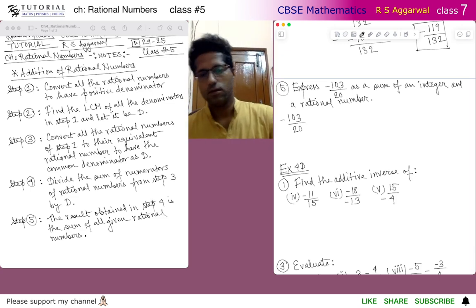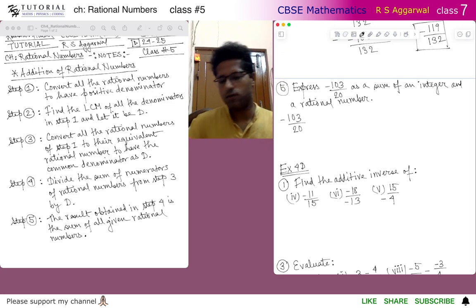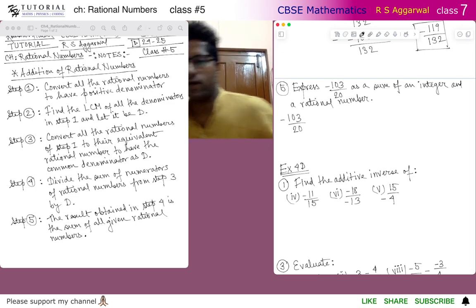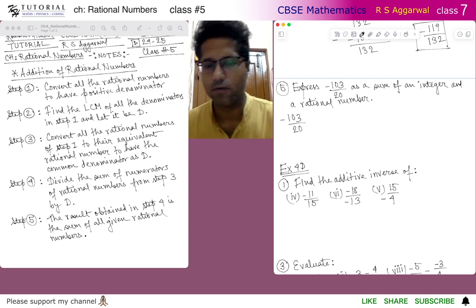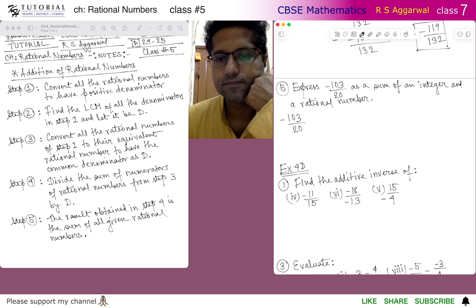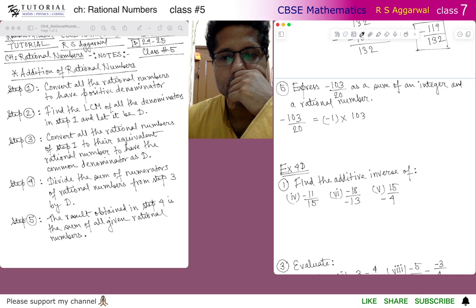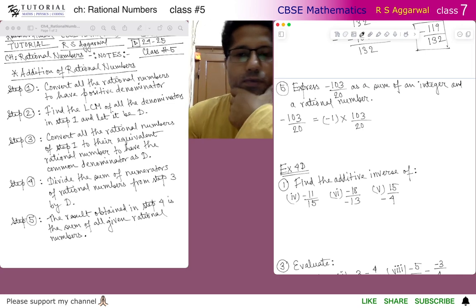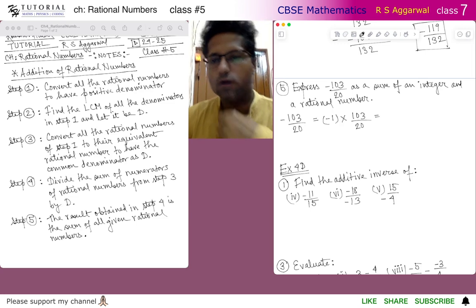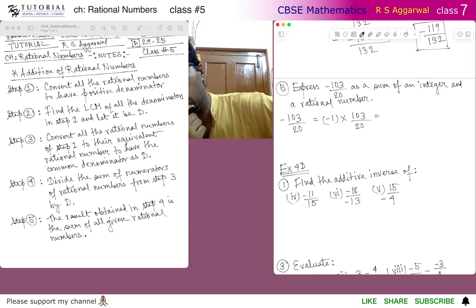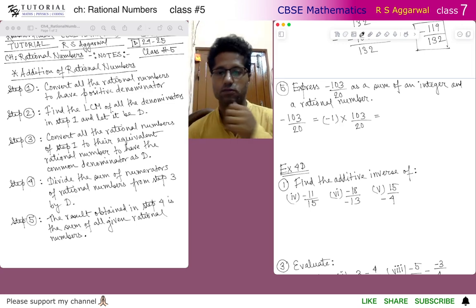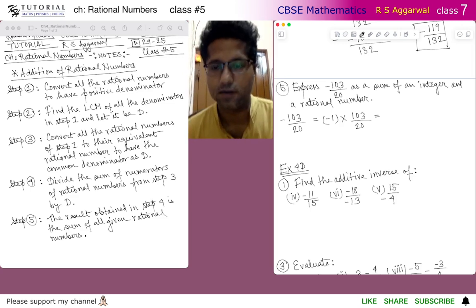If you ignore the negative sign in the numerator, you will see it is an improper fraction. 103 by 20 is an improper fraction, and you can convert that. So I can say that this is minus 1 multiplied by 103 by 20. Now you know already how to convert an improper fraction to a mixed fraction. 103 by 20 is an improper fraction because the numerator is greater.